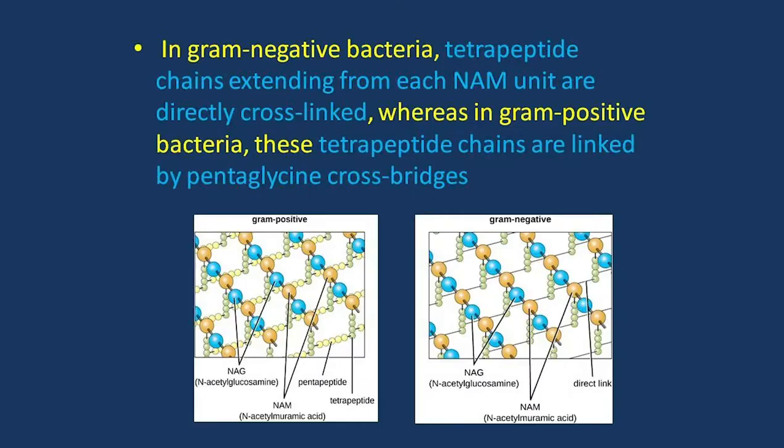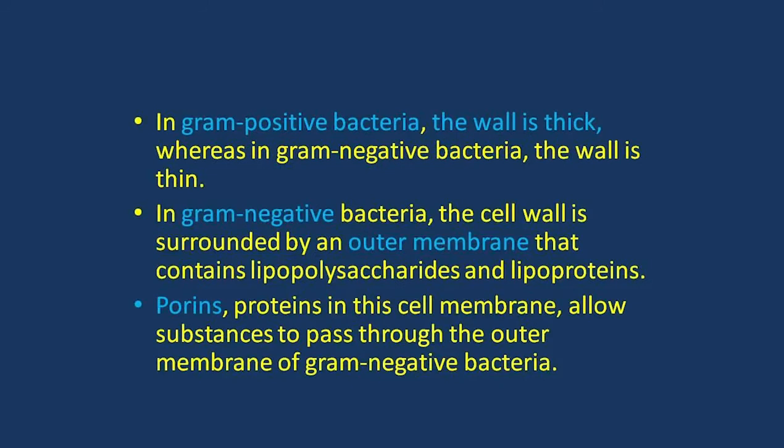The main difference between gram-positive and gram-negative bacteria is with regard to the cell wall. In gram-negative bacteria, the tetrapeptide chains extending from each NAM are directly cross-linked, whereas in gram-positive bacteria, these tetrapeptide chains are linked by pentaglycine cross bridges. In gram-positive bacteria, the cell wall is very thick, whereas in gram-negative bacteria, the wall is thin.